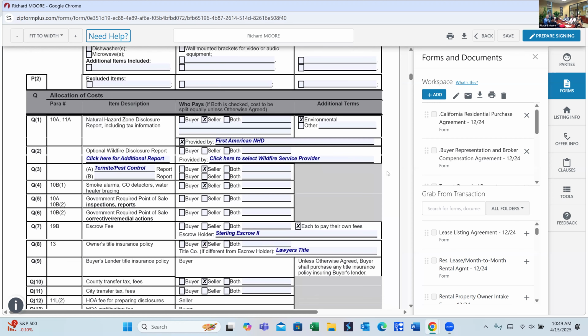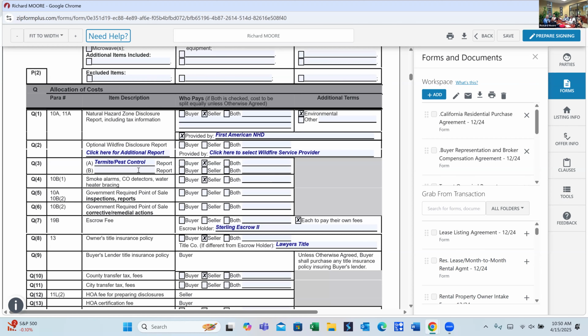And then Q3, if we want a termite report or pest control report, the one on the side, it's common that the seller pay for that. And this is just simply for the cost of the report, not the cost of remediation. And if there's any acceptable reports you want the seller to pay for.